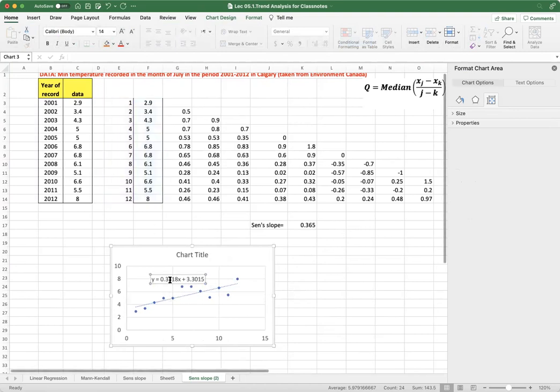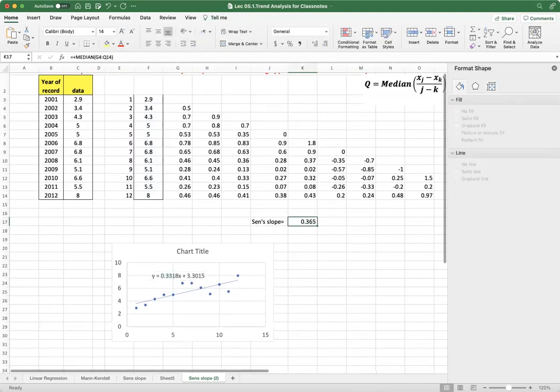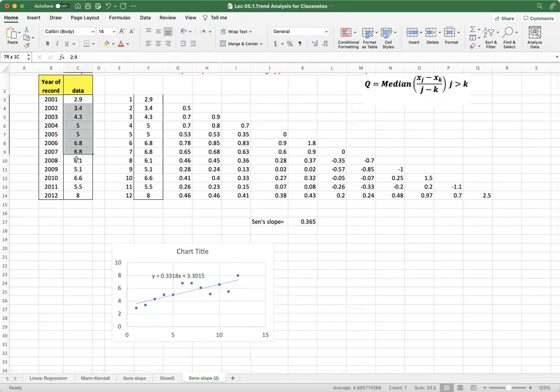So here you can see that the slope is basically 0.3318, and then the Sen's slope, which is based on the median slope, is 0.36. So definitely you can see there is a difference, and this difference is attributed to the fact that this data set we are looking at is not normally distributed. That is the reason. So I think by this particular way, you can manually calculate the Sen's slope. Thank you.